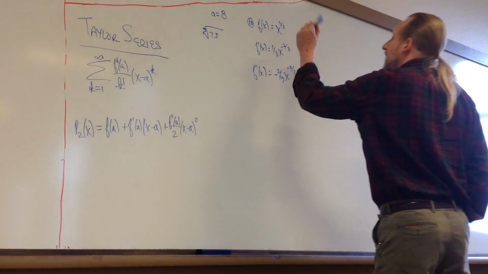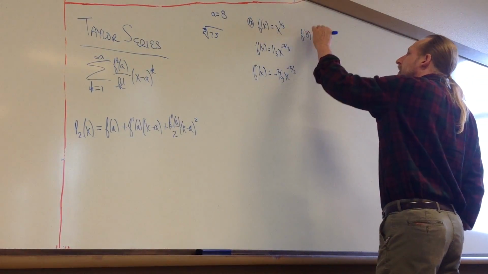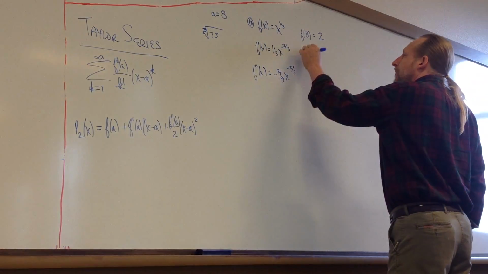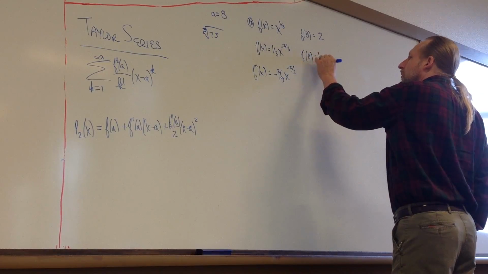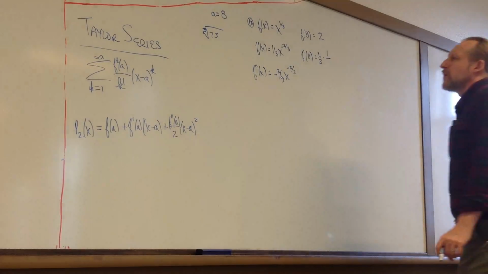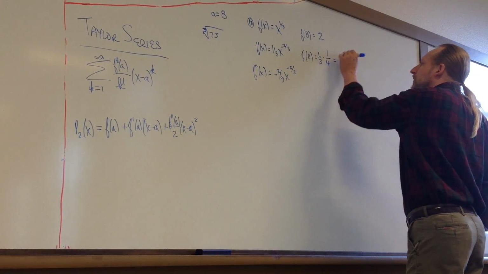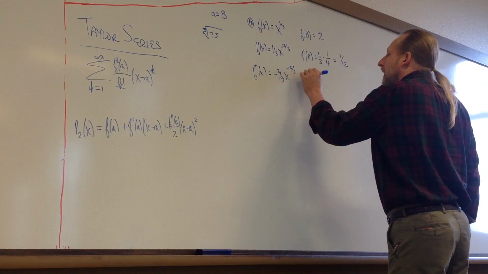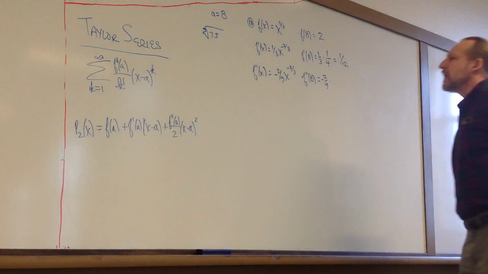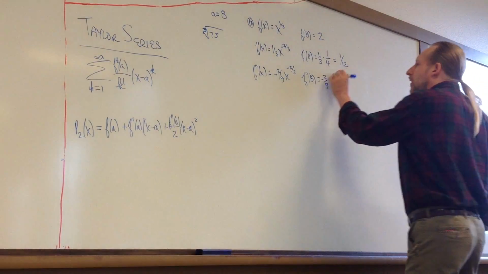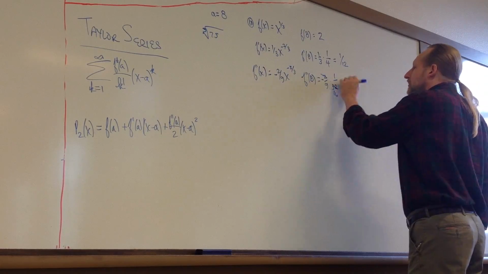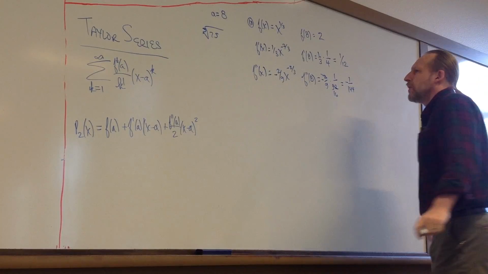So if a is 8, f of 8 is going to be 2, the cube root of 8. f prime of 8 is going to be 1/3 times 1 over 8 to the 2/3 power, which is 4. So that's 1/12. And then f double prime of 8, negative 2/9 times 1 over 8 to the 5/3, so that's 32. And so this is negative 1 over 144.